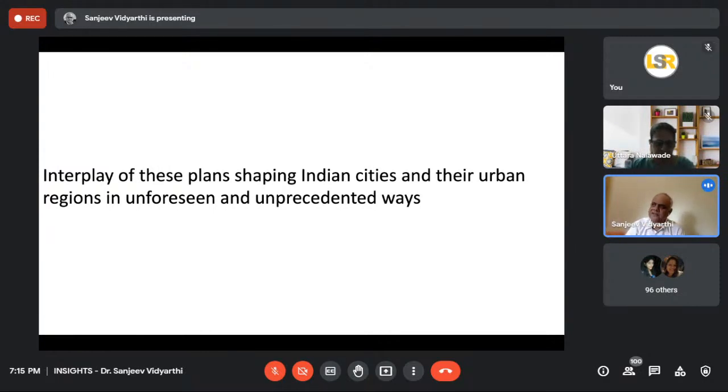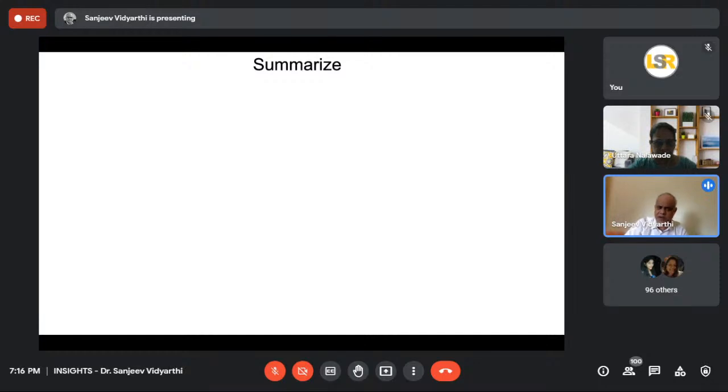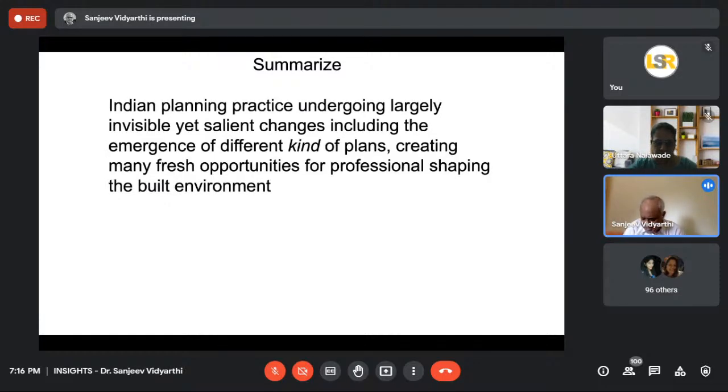We have mastered the craft of designing, as I said, within the plot boundaries. But what's outside, in India, we need to be paying more attention to, right? So these four different kinds of plans are shaping this. So to summarize, reading the contemporary city in India, you find that planning practice is undergoing largely invisible but substantial changes, including the emergence of different kinds of plan, creating many fresh opportunities for professionals shaping the built environment.